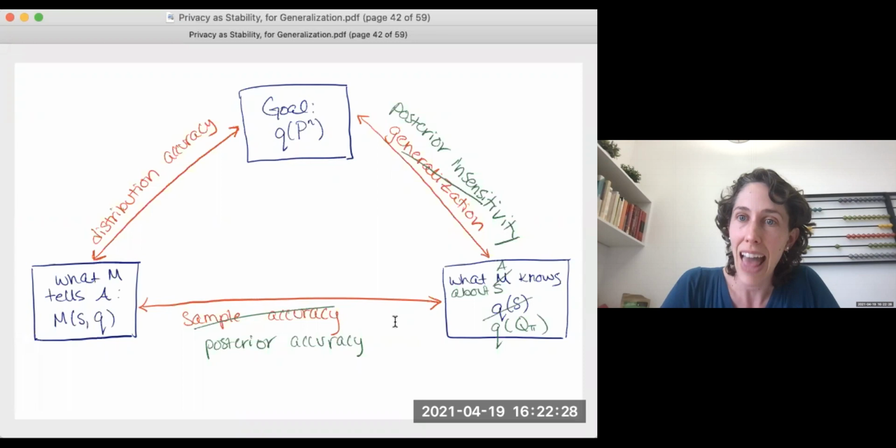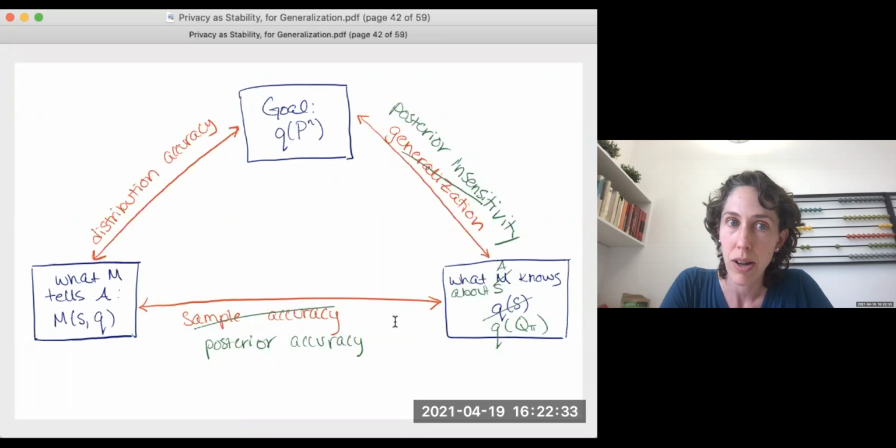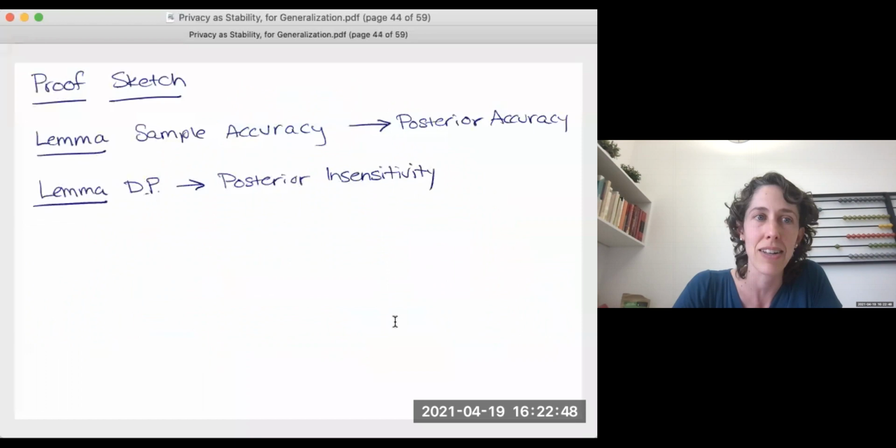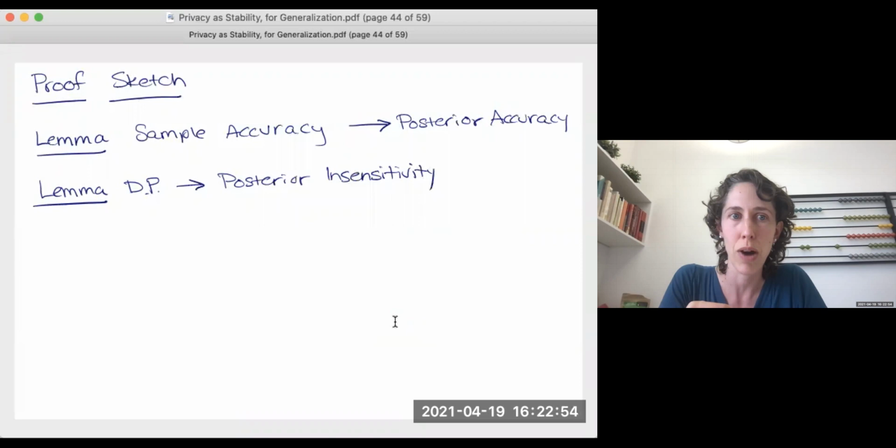And so that is going to be how we structure the argument. What we do is we argue that if you have a mechanism that's posterior insensitive and posterior accurate, then it's immediately distribution accurate, and that we know how to get posterior insensitivity and how to get posterior accuracy. In fact, sample accuracy gives us posterior accuracy, and differential privacy gives us posterior insensitivity.